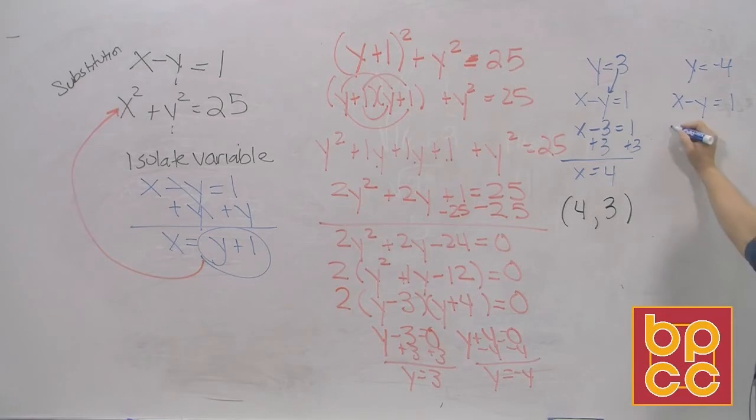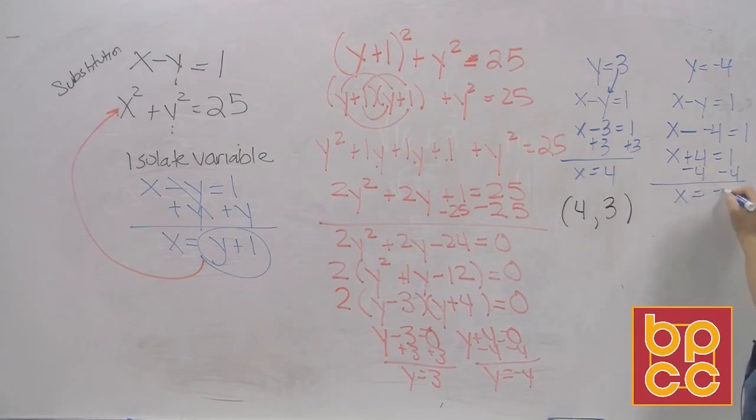Now I'm going to go over here, I'm going to write x minus, what's y? Negative 4. 2 negatives make a positive. X plus 4 equals 1. Then I can solve. X equals negative 3. So now we can write our second ordered pair. The x value is negative 3. The y value is negative 4.